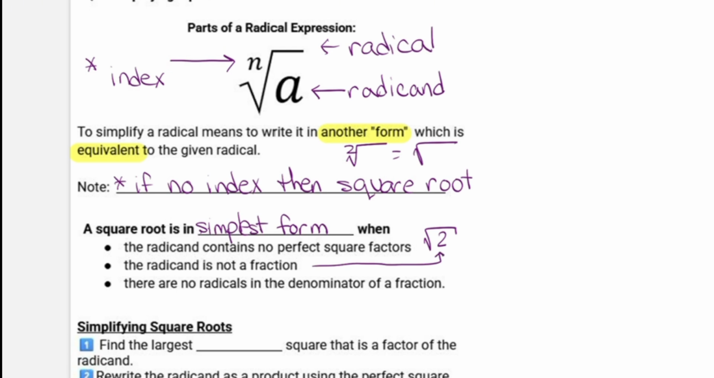And there are no radicals in the denominator. Remember, the denominator is downstairs. So you can have a fraction. Let me give you an example here. If we have the square root of 3 over 5, that is in simplest form because the radical is in the numerator, not the denominator.